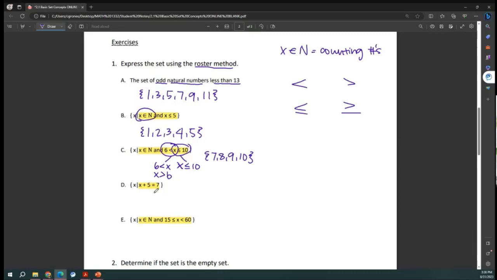On D, we have that X plus 5 equals 7. So what number would we put for this one? 2.